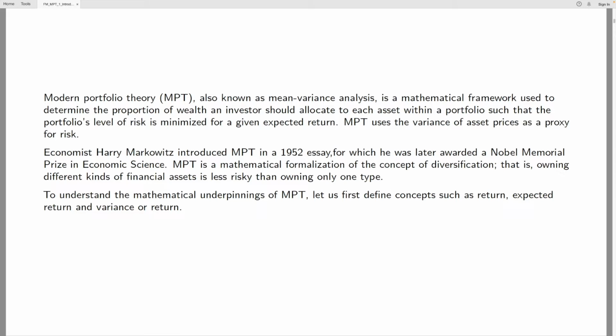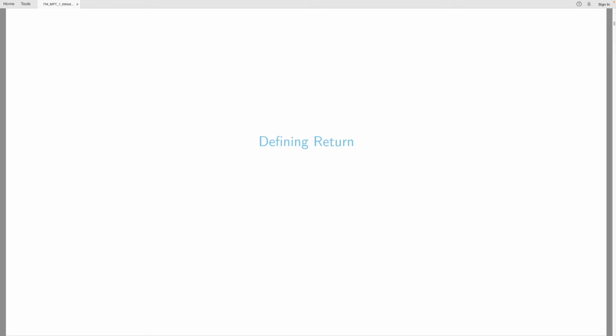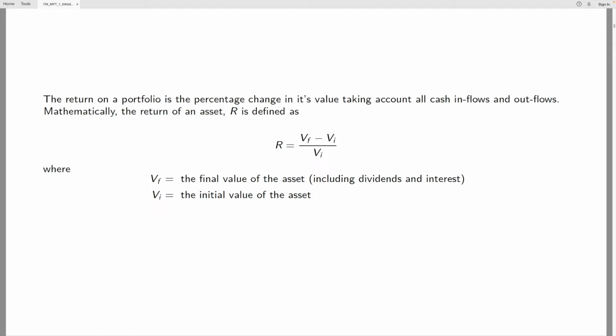To understand the mathematical underpinnings of MPT, let's look at concepts such as return. So, let's begin with defining return. The return of a portfolio is the percentage change in its value, taking into account all cash inflows and cash outflows.